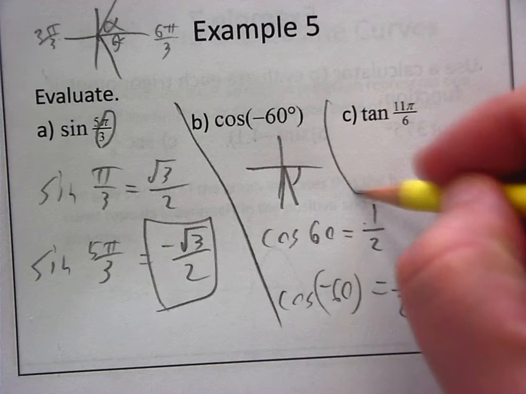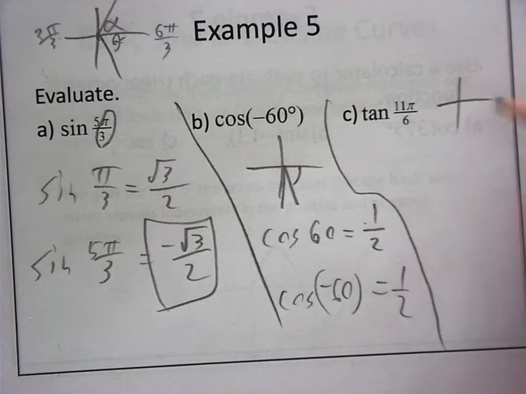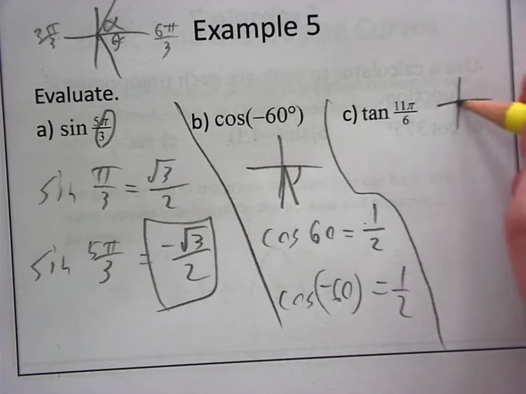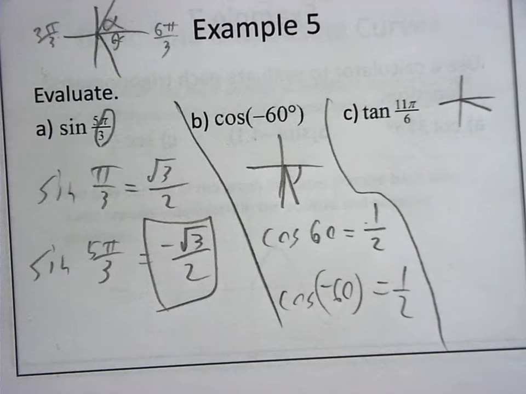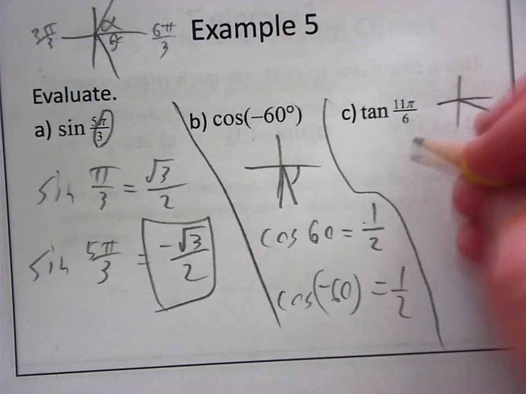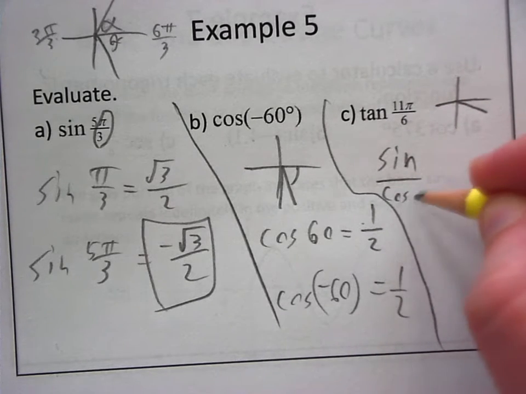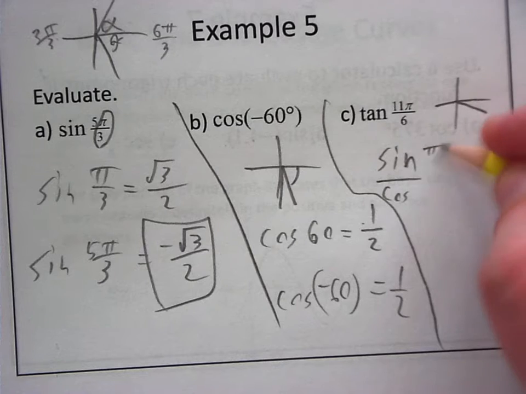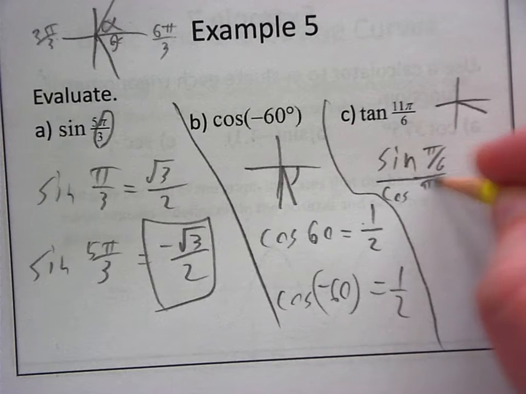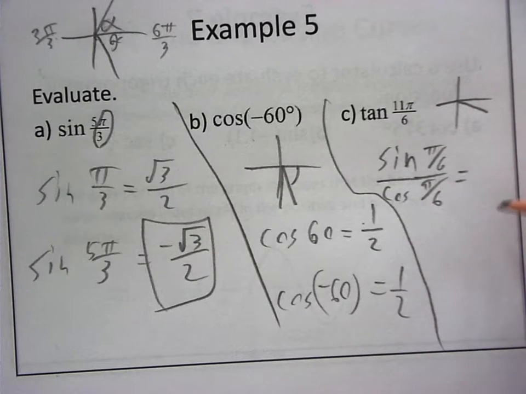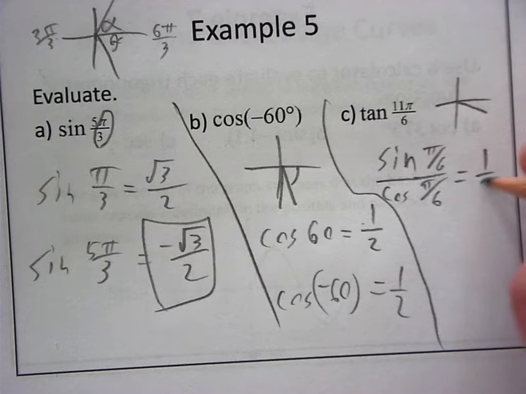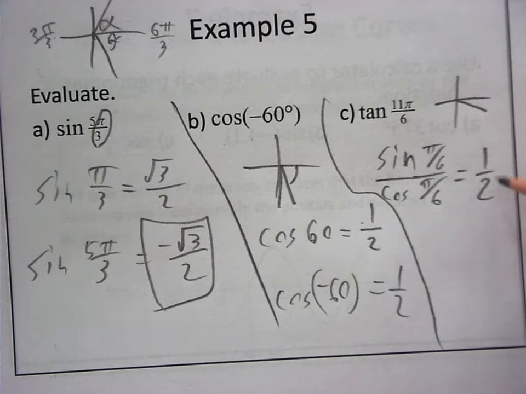Tangent 11 pi over 6. Where's 11 pi over 6 at? Fourth quadrant, fairly close to the x-axis. So for this one, I want to cheat a little bit. I'm going to use sine and cosine. What's the reference angle? Pi over 6. So what's sine of pi over 6? One half.